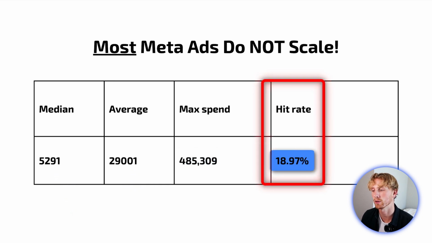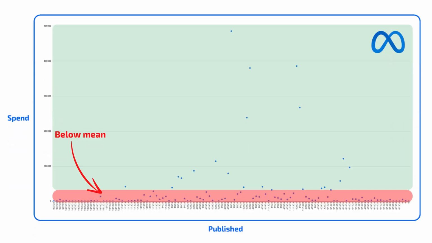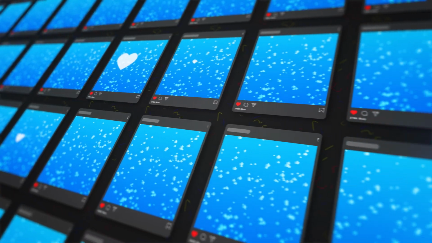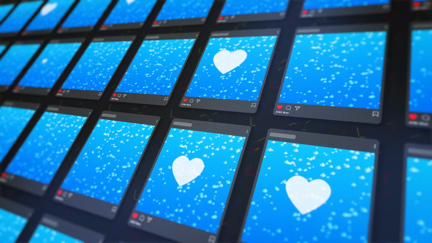Now also take note of the hit rate for this account. It's 18.97%, so almost 19%. This basically indicates that 19% of all the ads that we launch get an above average amount of spend. So this tells you how important it is to always be testing. If you're not launching more than 10 ads, what are the odds that none of them hit above average? And then you stop the campaign and stop the testing before you even got to 20 different ads that you tested.